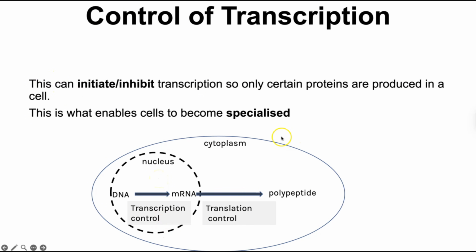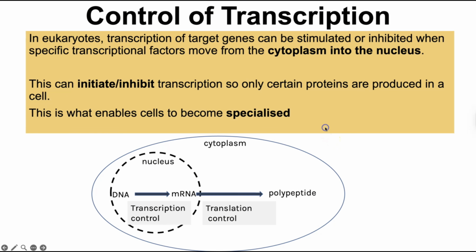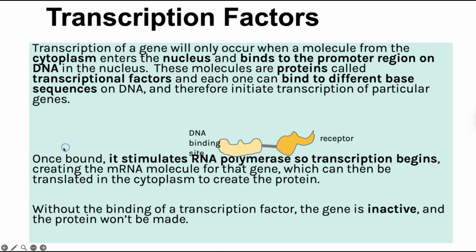And this is actually what happens naturally when cells differentiate and become specialized, because every cell in the body has your entire genome, so all of the genes. But because of transcriptional factors and other things, but mainly transcriptional factors, some of those genes don't get transcribed, some of them do. And that's how you get cells that produce a particular range of proteins and become specialized. So in eukaryotes, transcription of target genes can be stimulated or inhibited using transcriptional factors. And that's what we're going to have a look at.